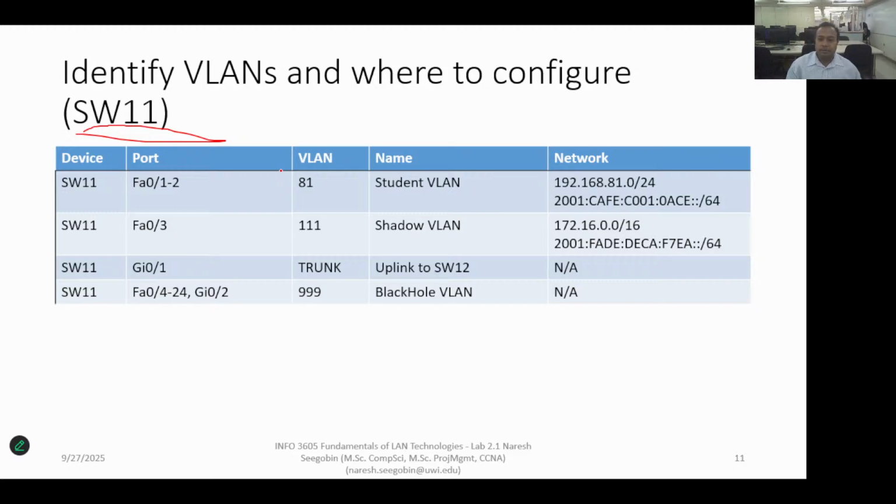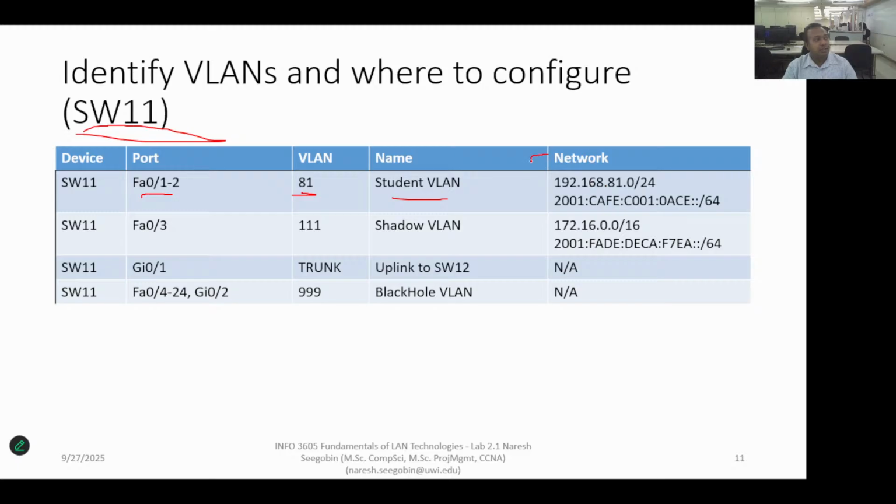I'm not asking too much for that in the assignment, but this would be something you should do. I'll check and see if the assignment is asking for it. If it is, then you have to do something like this. You're basically putting out the switch, all the ports, and you're doing port ranges. This example here is FA0/1-2. It gives you a range of the ports, and then it tells you what VLAN is going to be set, the name of the VLAN, and the network.